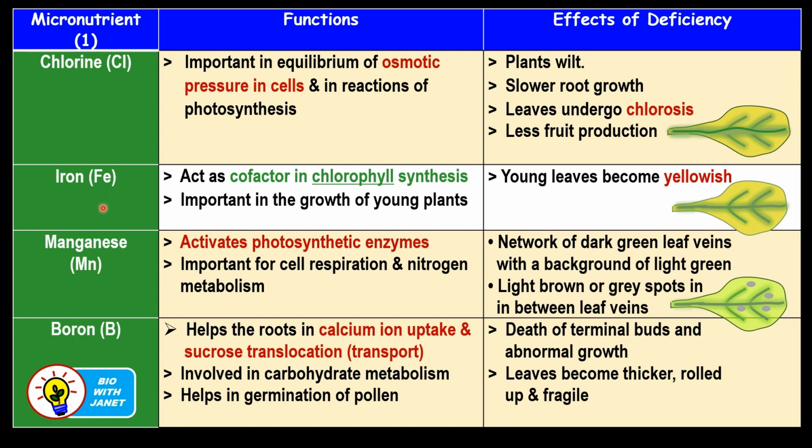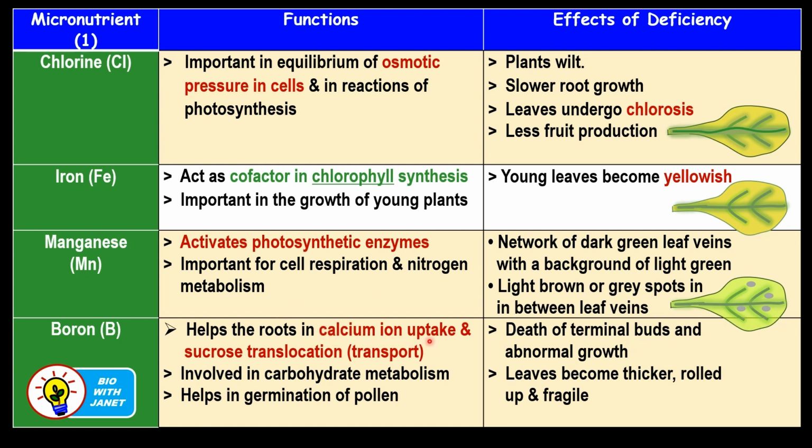Now, manganese activates photosynthetic enzymes and is important for cell respiration and nitrogen metabolism. So the effects of deficiency is that there's a network of dark green veins, as seen here, with a background of light green, and there are light brown or gray spots in between the leaf veins.